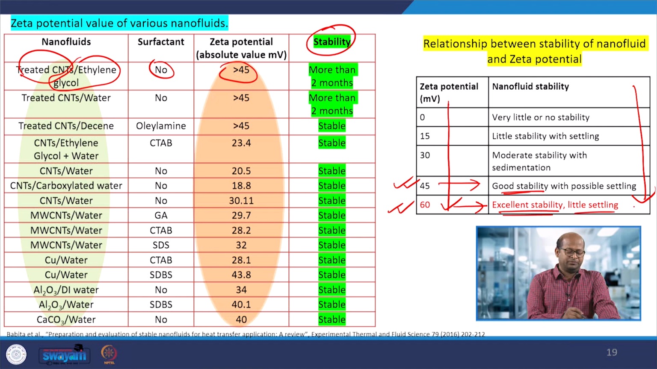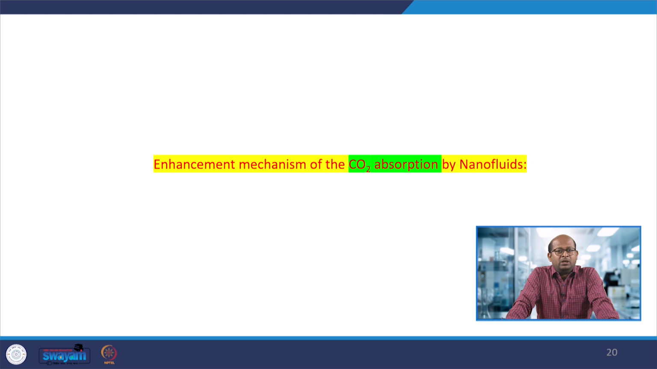Different nanofluids may be stable for 2 months or maybe 3 months, depending upon the nanomaterials used, the base fluids used, and the surfactants used, and we can measure the property by considering zeta potentials. Then we can say how long the fluid we have prepared will be stable. Now, from an applications point of view, consider CO2 absorption in nanofluids.